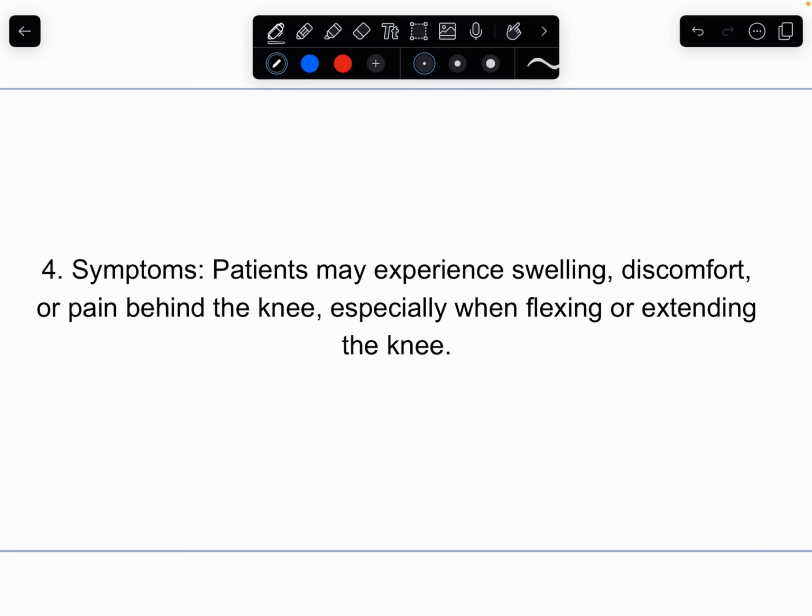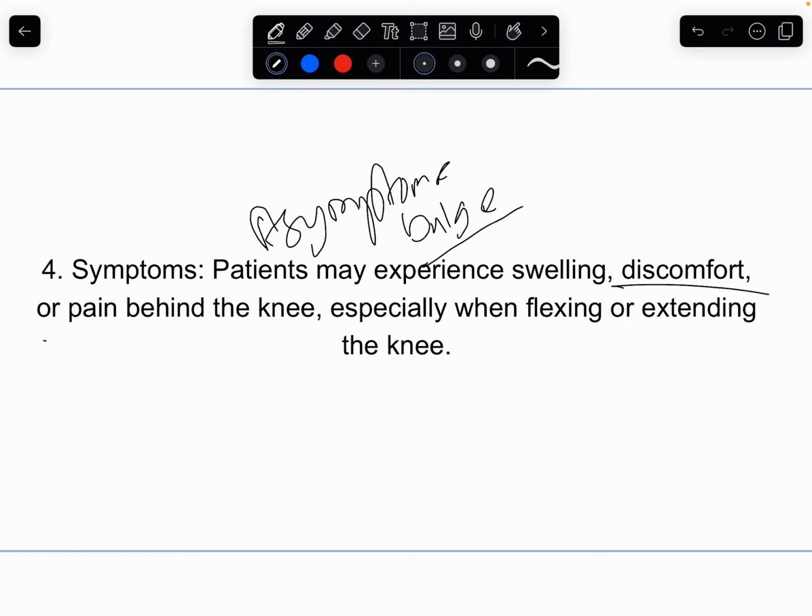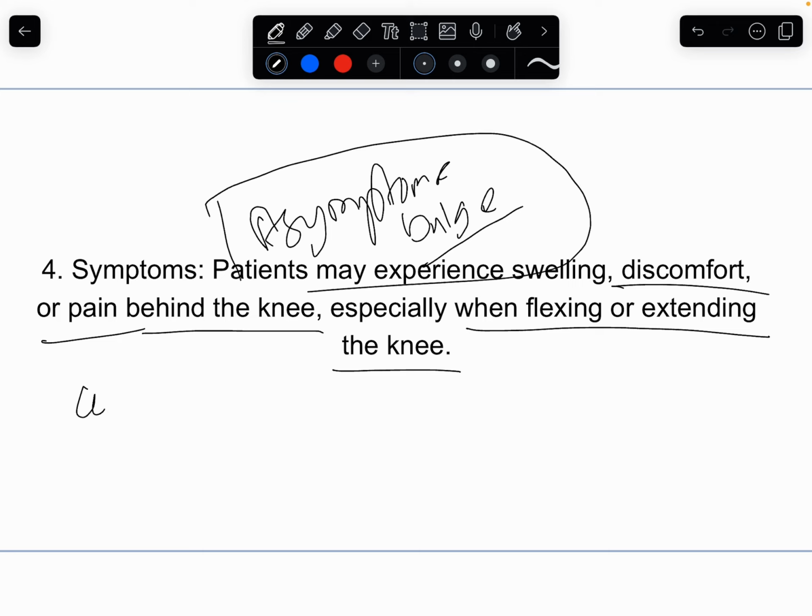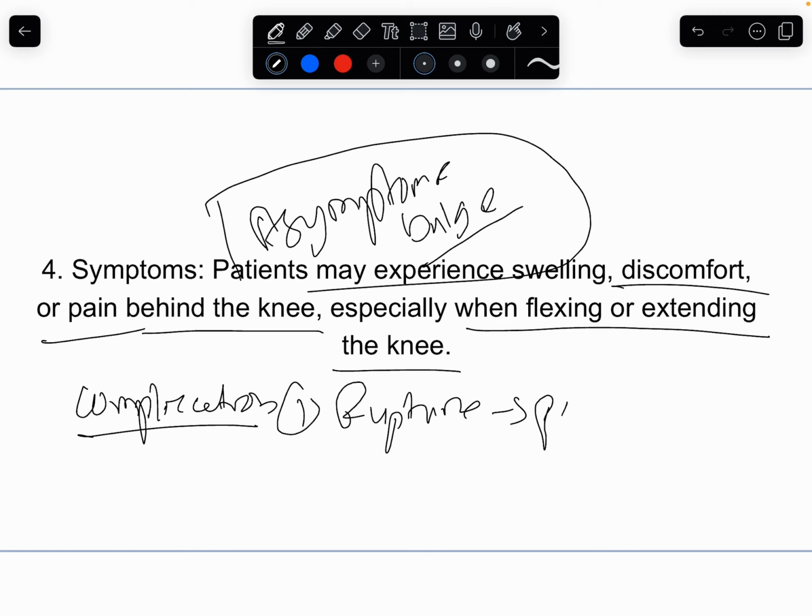Mostly it is asymptomatic, so there will be a bulge. Sometimes there will be a symptomatic bulge causing discomfort or pain behind the knee, which is specifically produced when flexing or extending the knee. But mostly it is an asymptomatic bulge. There are some complications of the Baker cyst, like sometimes it may rupture, which eventually causes pain, erythema, or swelling. And of course there will be difficult joint mobility.